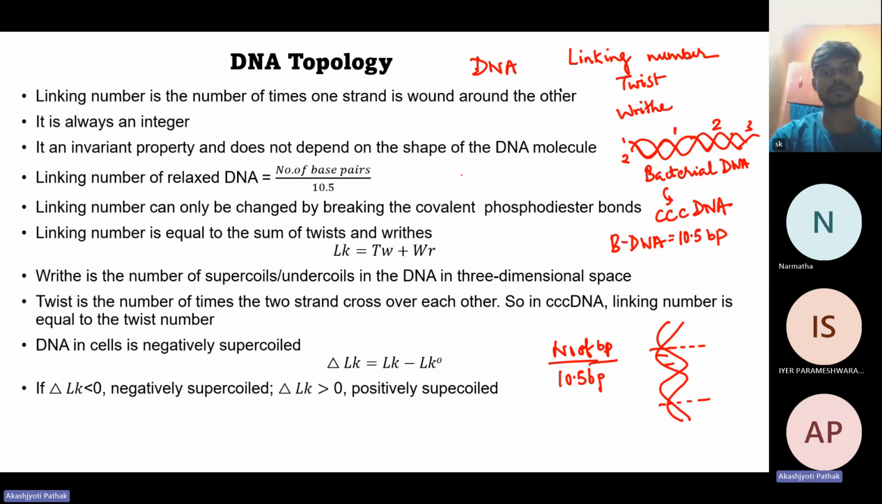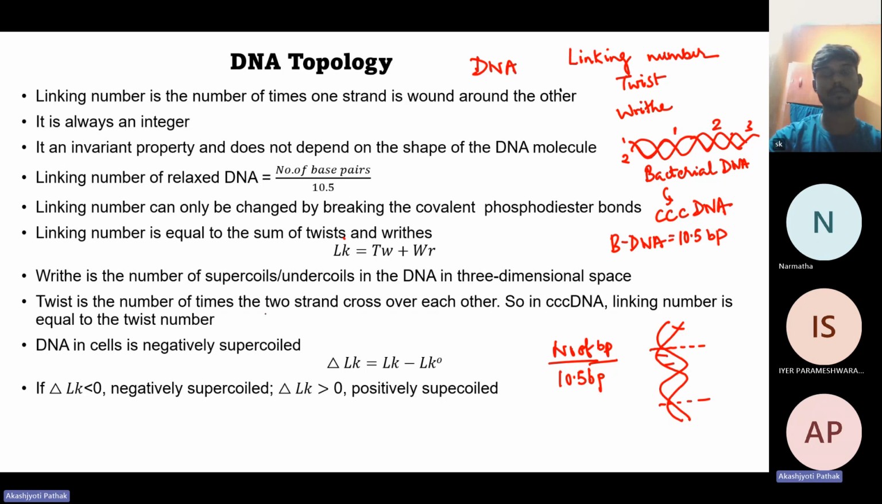In the subsequent classes, you will learn about an enzyme called topoisomerase, or you might have learned about it in week one also. There are two types: topoisomerase 1 and topoisomerase 2. Only these enzymes can cause covalent breaks in the DNA. Only when the covalent bonds are broken in the DNA can the linking number be changed. And linking number is equal to the sum of the twist and the writhe, so Lk equals Tw plus Wr. What is meant by twist and writhe? Twist is basically the number of times the two strands cross over each other.